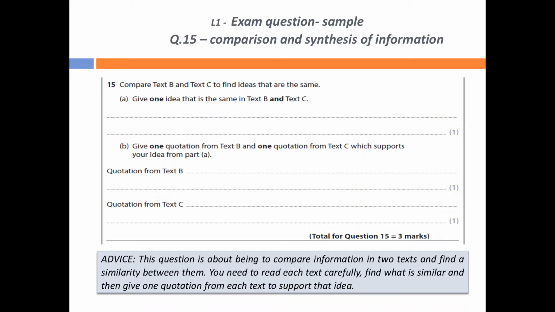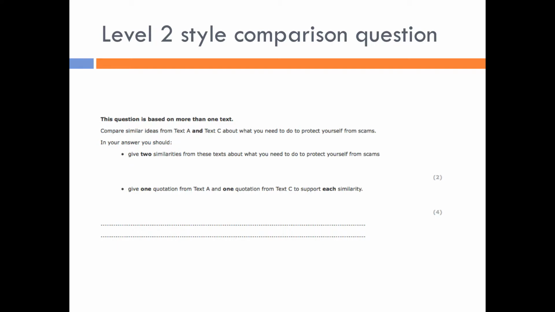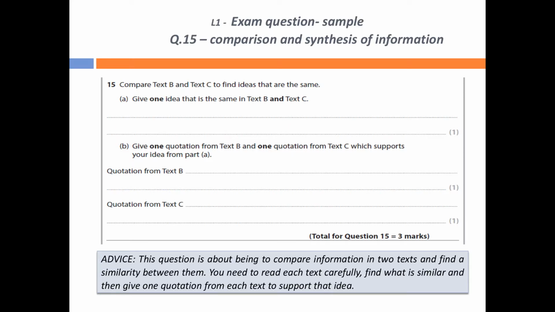Okay, so as the advice says at the bottom, for questions about comparing information in texts, to find a similarity between them, you need to read each text carefully, find what is similar, and then give one quotation from each text to support that idea. Okay, in the Level 2 exam there were a couple of questions like this. As you can see, this one is worth 6 marks. So it's the same idea: one idea, one quotation here, 2 similarities, 1 quotation for each similarity. It's a slightly weirdly worded question, but actually it's asking for exactly the same thing.